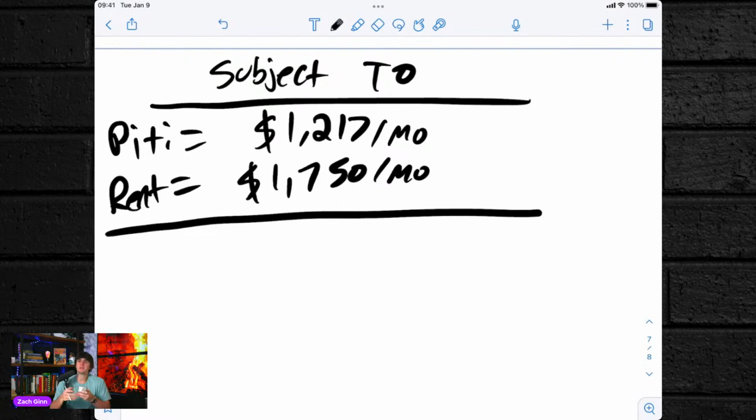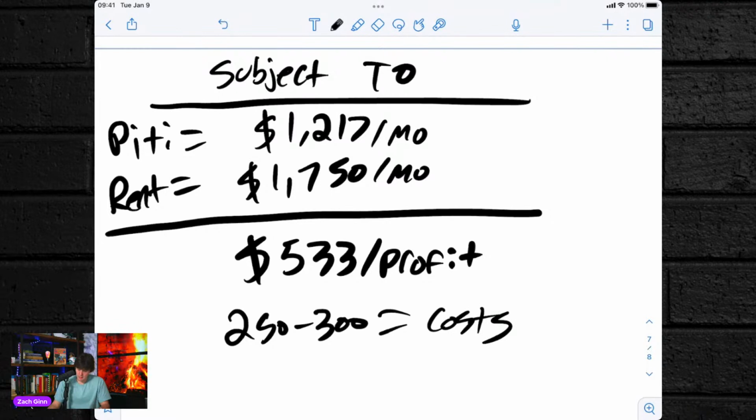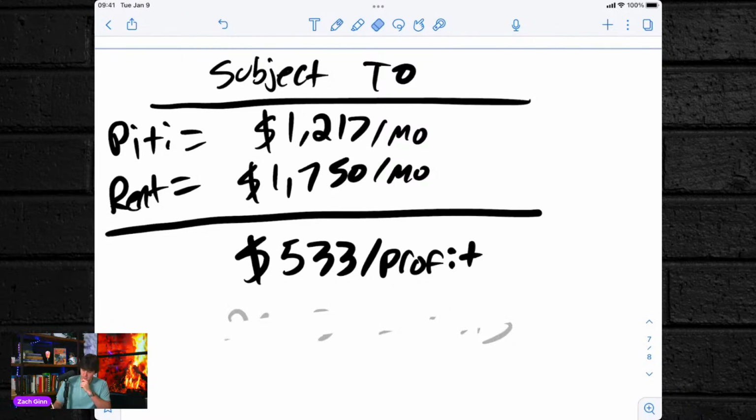Now, the number is a little inflated. The mortgage is a little more than what it should be, and the rent's a little more than what it should be. But this is just for rough numbers. I do the math here. I figure out that leaves me around $533 a month in profit. I want to roughly have $250 to $300 for just basically cost of life, but that's pretty good, right? And so if I'm assuming it's going to be costs, it's not bad. But really, $553 in profit is pretty good.